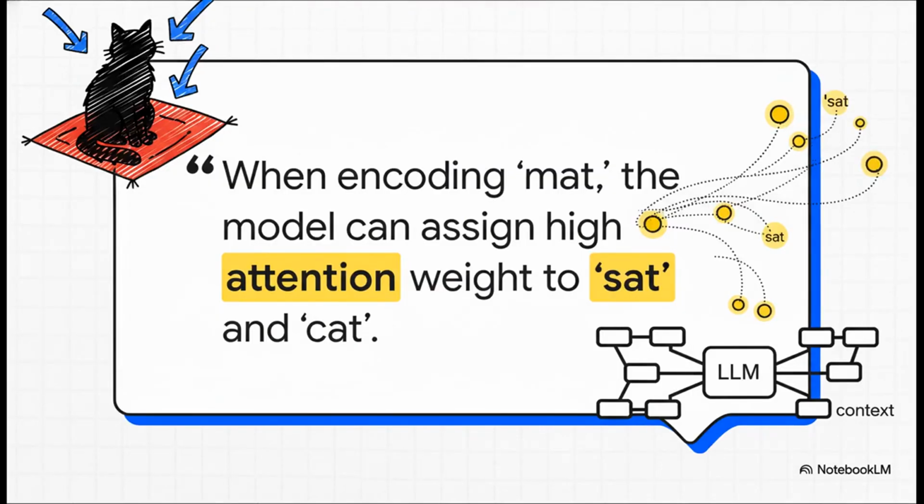So for example, when the model looks at the word mat in the cat sat on the mat, self-attention helps it immediately realize that sat and cat are the most relevant words for context. It gets that the mat is what the cat sat on. This ability to weigh all those relationships across the whole sentence is what gives LLMs their incredibly deep contextual understanding.